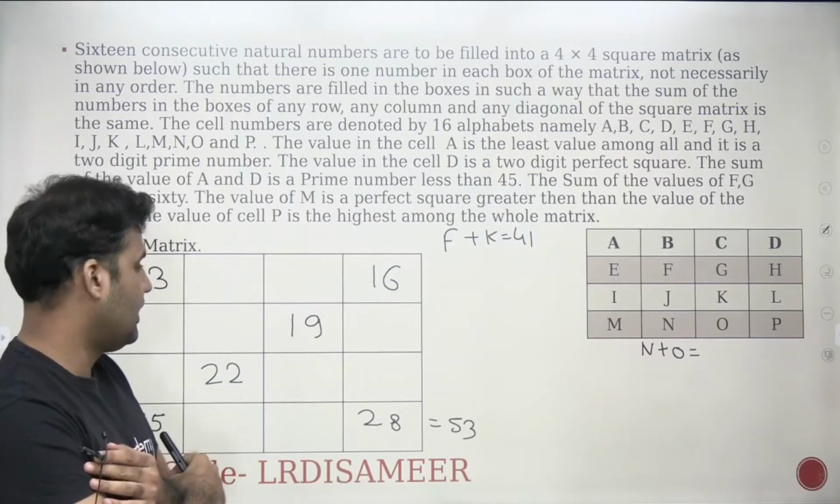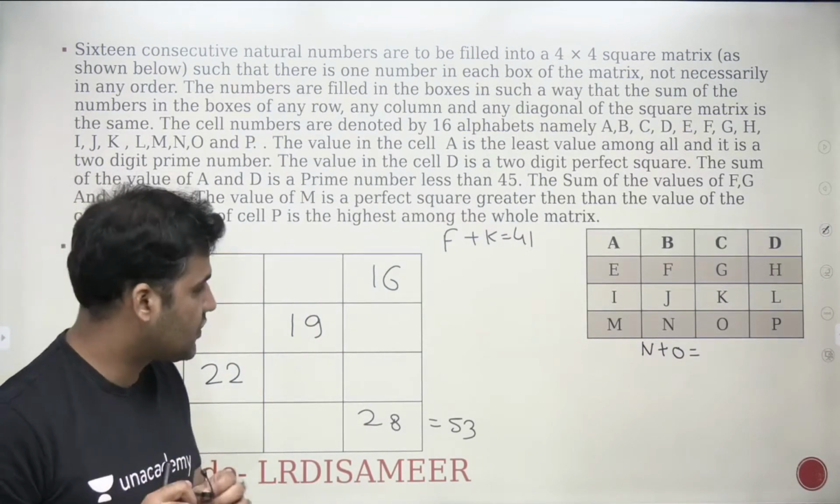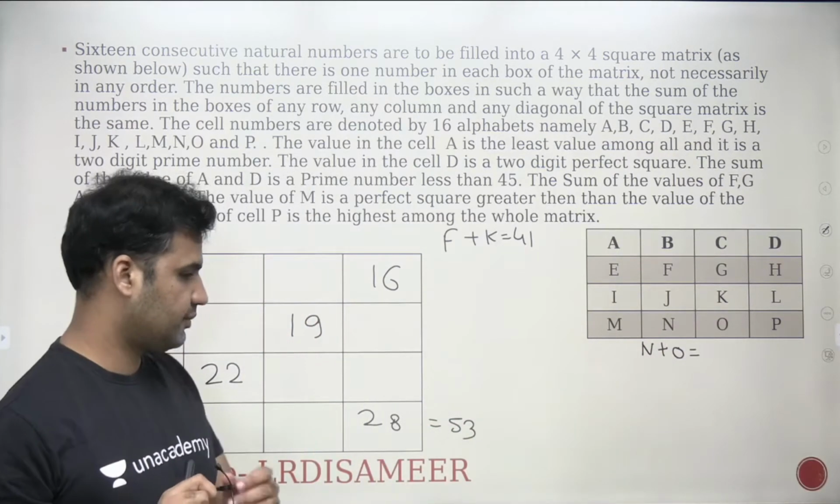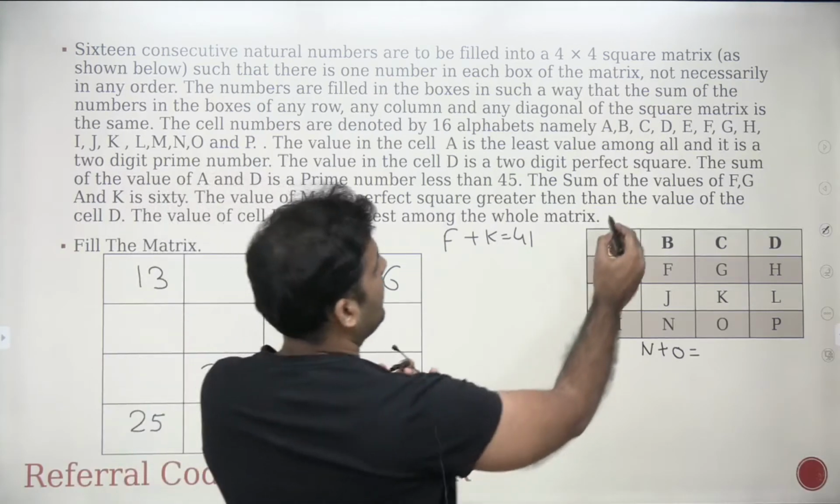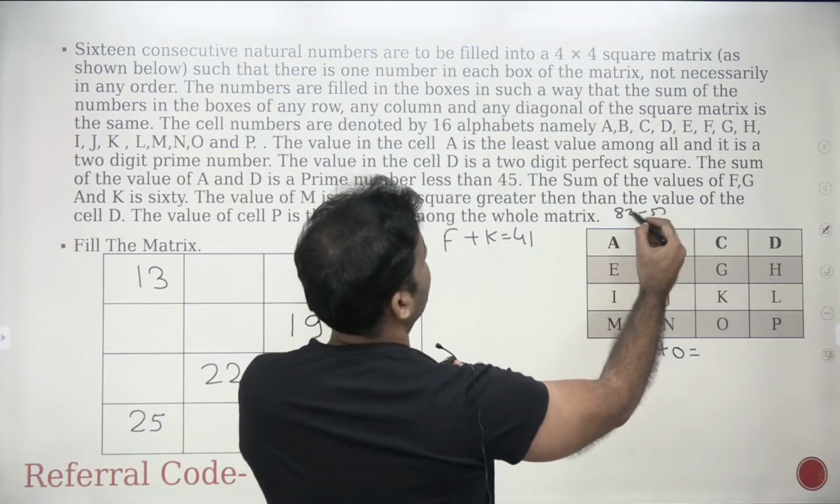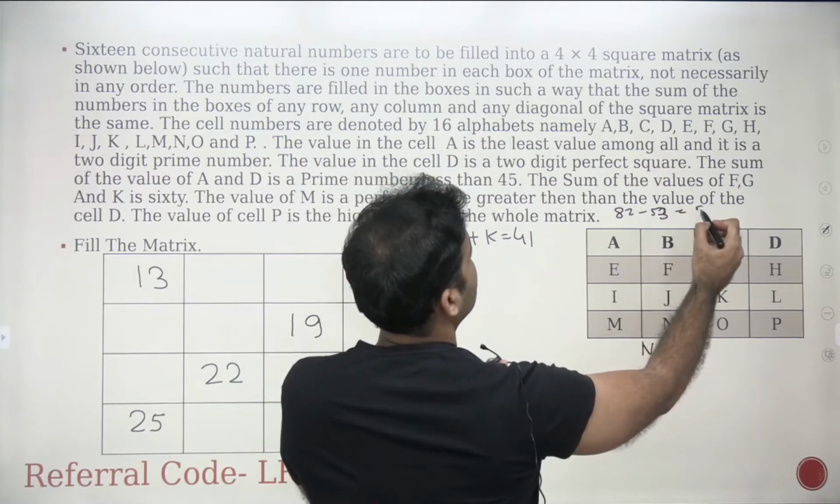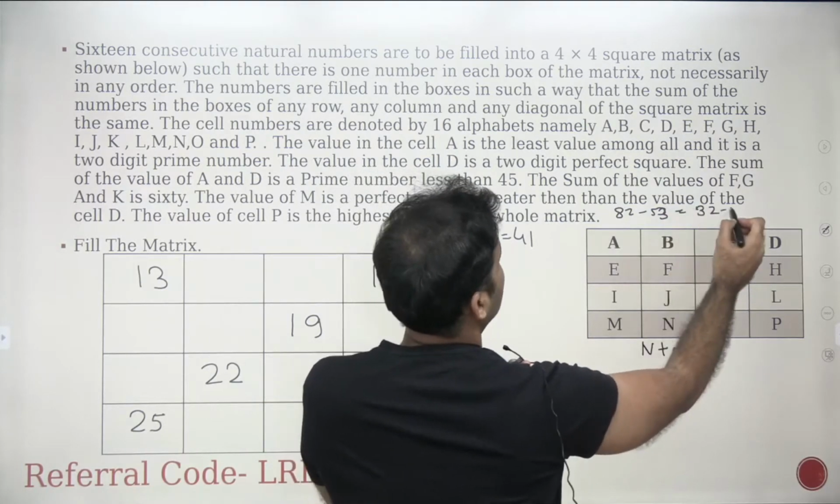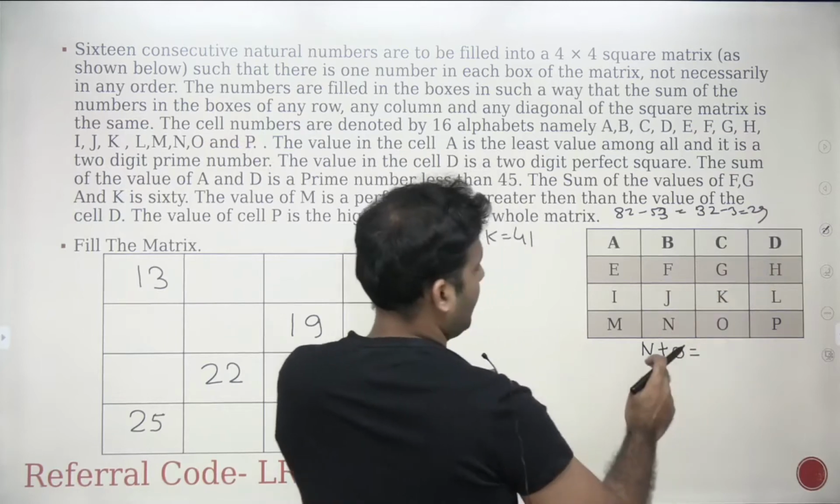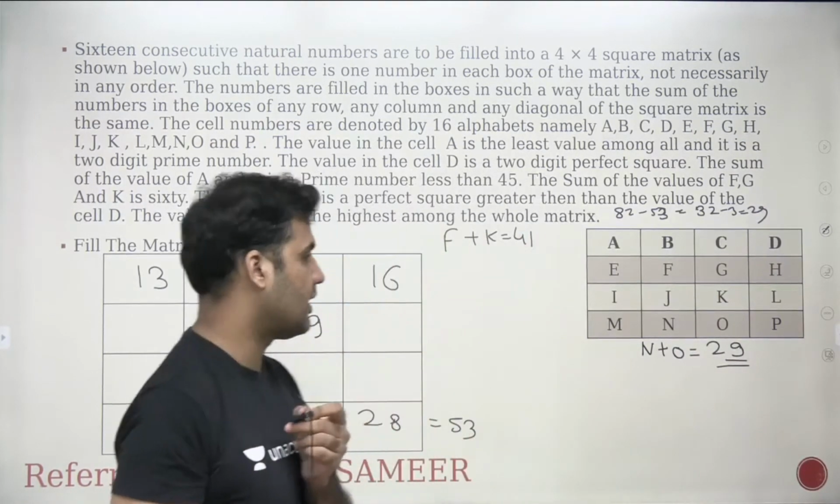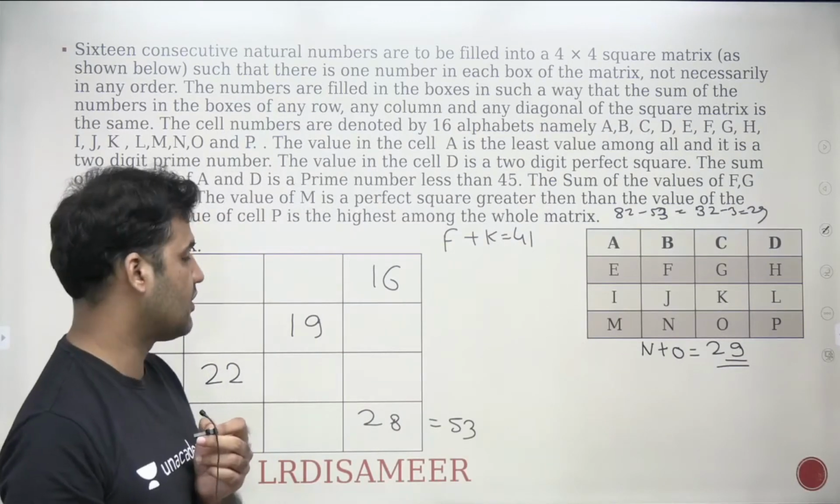82 minus 53. 82 minus 53 will be what? Subtract 53 from 82. Let's do that. Subtract 50, you will be left with 32. 82 minus 50 is 32, and 32 minus 3 is 29. So you see that N plus O has to be 29. N plus O should be 29, right? This is the total value equal to 29.